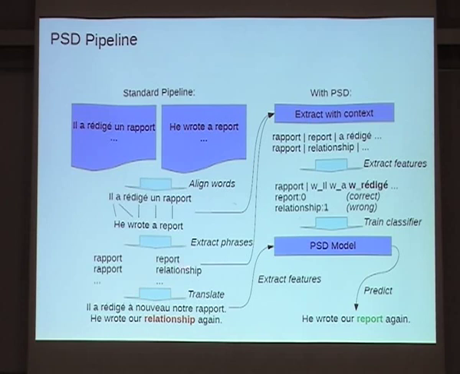We extract phrases from the training data, but we extract them in context. So we also remember that rapport, when it was translated as a report, was surrounded by words like rédiger and other words, possibly. And also when it was translated as relationship, there were different words in the context. We extract features from these. And hopefully, when we train the classifier and ask it for a prediction on this sentence, suddenly the translation will be correct, because the classifier will pick up the word rédiger and will decide to boost the score of this translation.